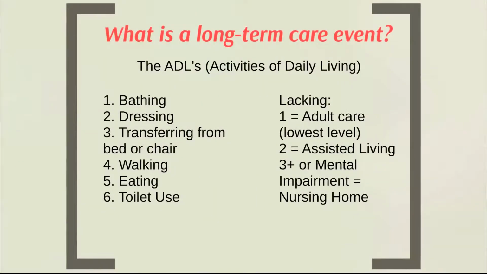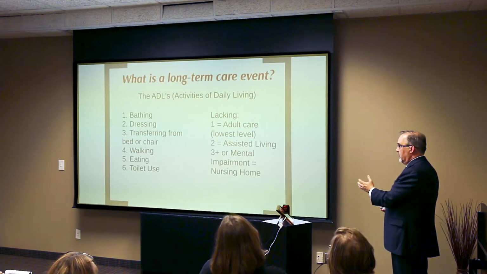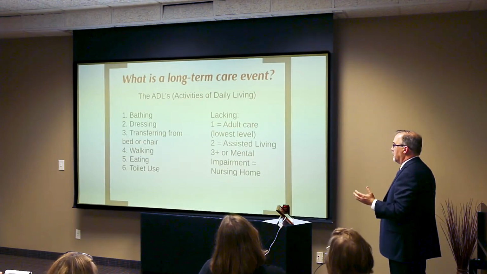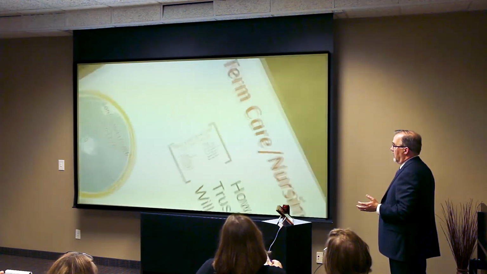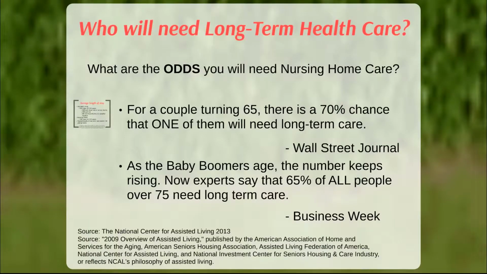So what is a long-term care event? A long-term care event is when you have difficulty with activities of daily living, and that's the terminology in the law and in insurance policies, to do these 6 things on the left. If you have one or more of those lacking, you may qualify as a long-term care event. And obviously 3 or more and you've got a serious mental impairment or probably need to be in a full-scale nursing home. But the odds are very great that all of us will have to deal with someone in our family with a long-term care event.